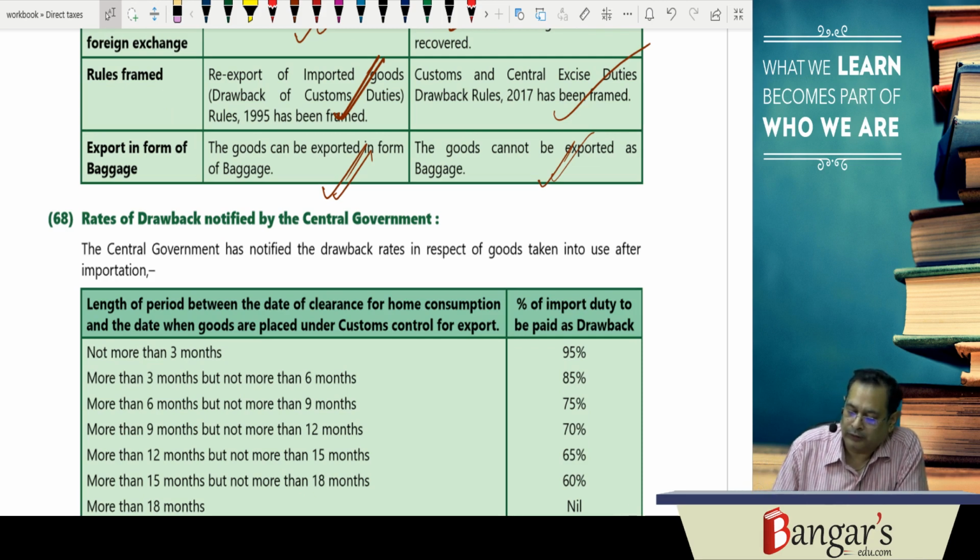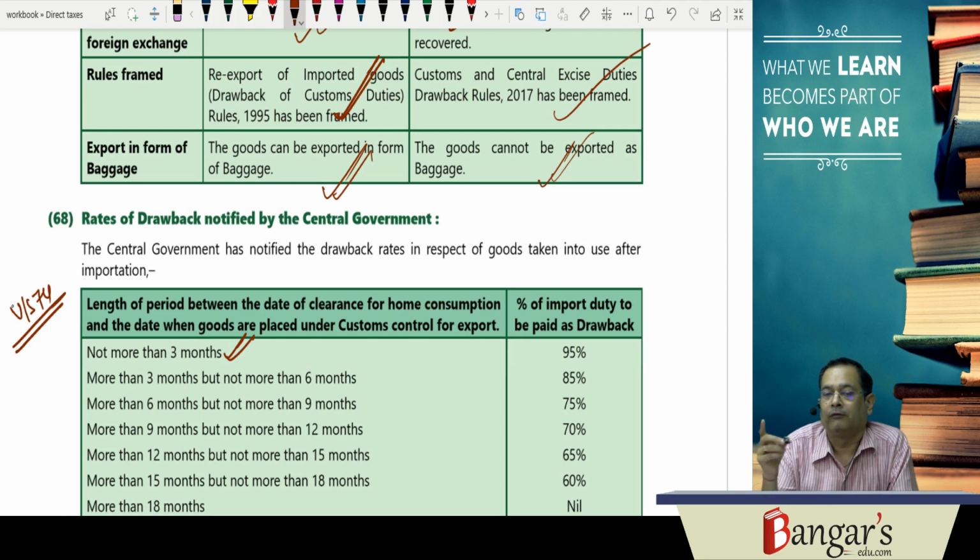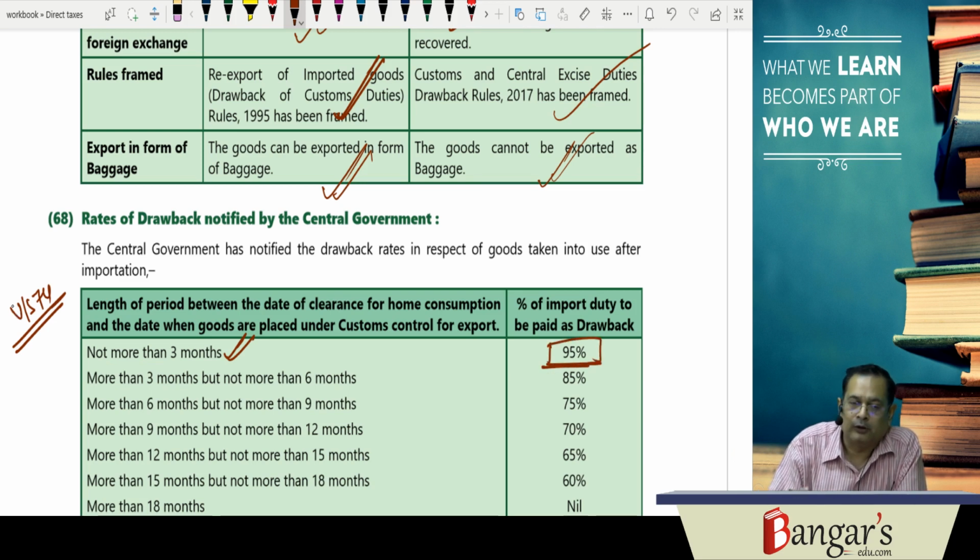Now, in case the goods have been taken into use and then subsequently exported, under section 74, the rate will be how much? It depends on the length of the period between when the goods were cleared for home consumption at the time of importation, and when they are placed again under customs control for export. So if we have imported capital goods, cleared them for home consumption, and then again place these capital goods for export, then 95% of the import duty will be allowed as drawback. Now you remember it's a 3 months slab. So not more than 3 months, it is 95%.